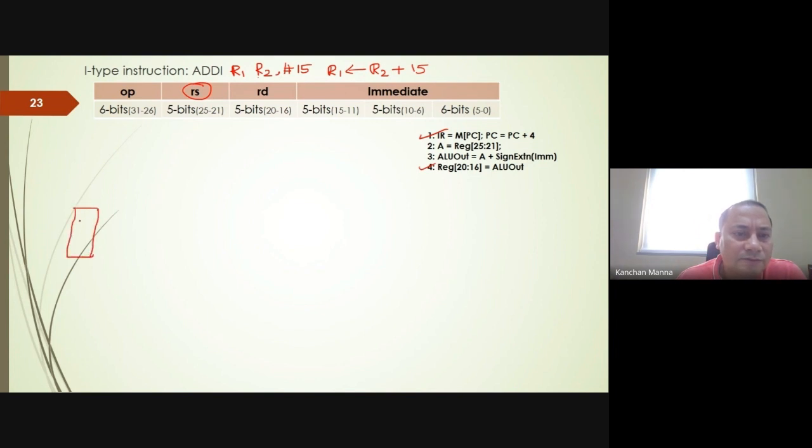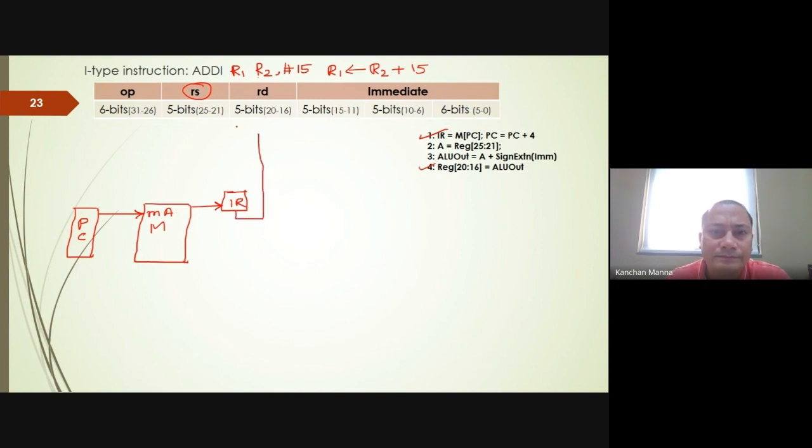Now to fetch the instruction, we have to bring the PC's content to the memory. Okay, so this is the address. This is the memory address port, and we have a register here, that is the IR register. And we have this IR write signal, and also here we have the mem read signal. Okay, now we have fetched the instruction. The instruction has been stored here.